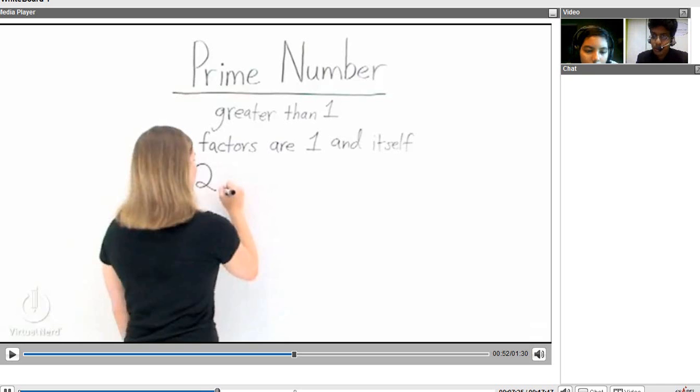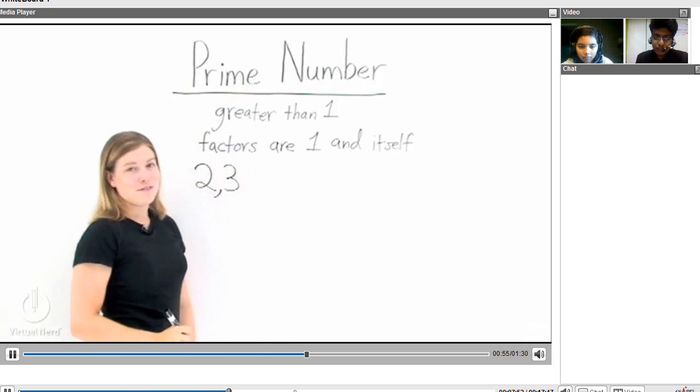That is, what are the factors 2 has? Or in other words, which are the numbers that can divide 2? Very good. And what about 3? Perfect, perfect. Let's see.